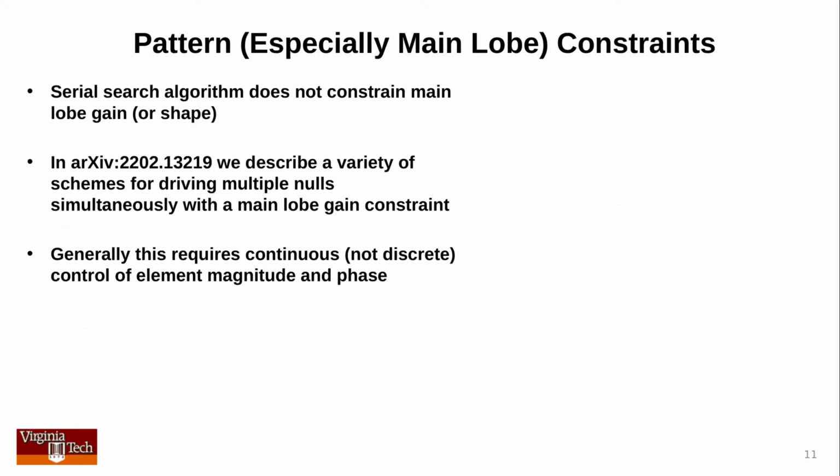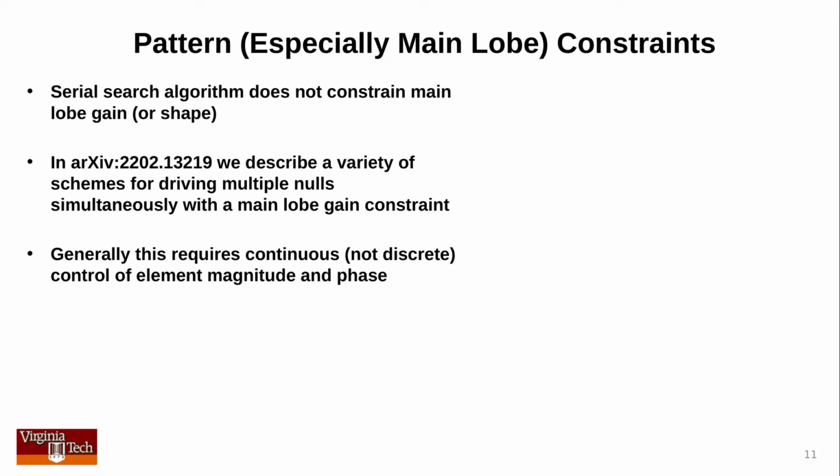So, we'll be looking into the initialization problem, but first we're looking at multiple constraint algorithms with no such smart initialization. The reason we're interested in other algorithms is because we don't want to just move nulls around, but we also want to constrain the main lobe gain, and we also want to constrain the shape of the main lobe while we're doing that. In other words, what we really have is at least n plus m constraints, where n is the number of nulls, and m is the number of constraints that we'd like to put on the main lobe. Serial search is probably not suitable for that.